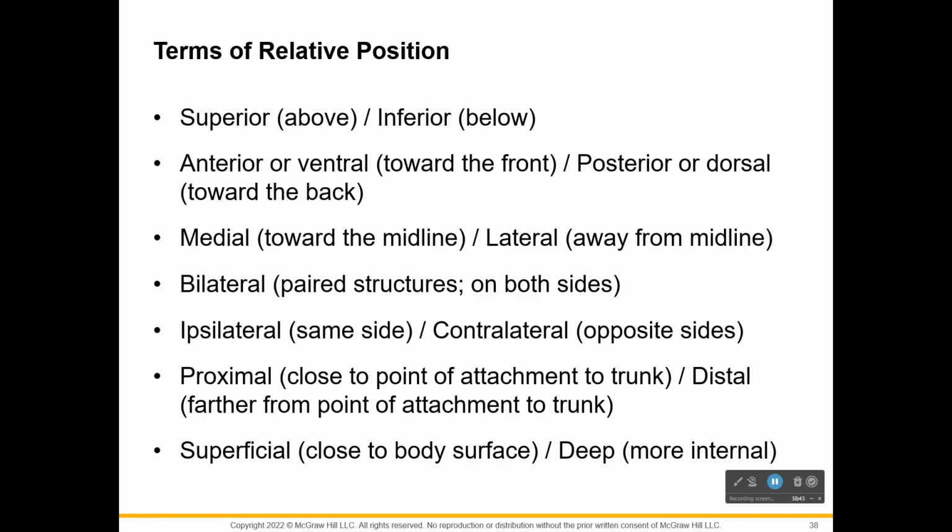You also need to learn relative position. So when we talk about something being superior, for example, your thoracic cavity is superior to your diaphragm muscle. That just means above. Inferior would be below. What cavity is inferior to the diaphragm? If you said abdominopelvic or abdominal cavity, you're right. Anterior or ventral means towards the front. Posterior or dorsal is toward the back.